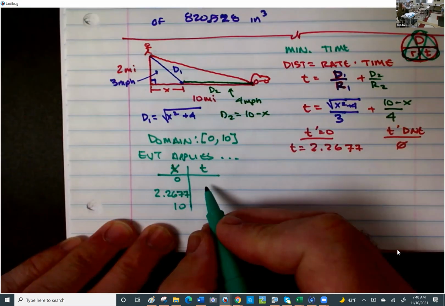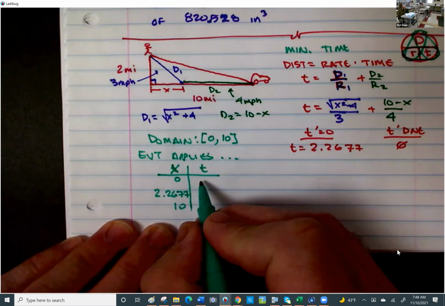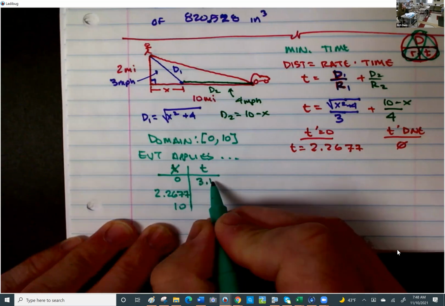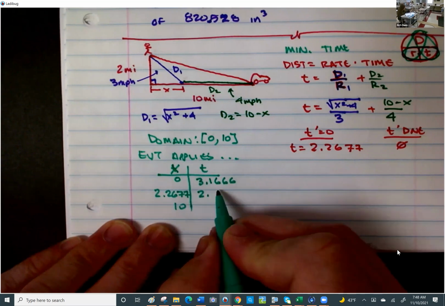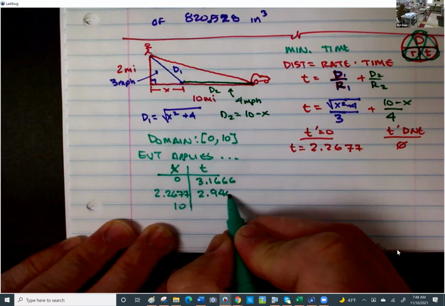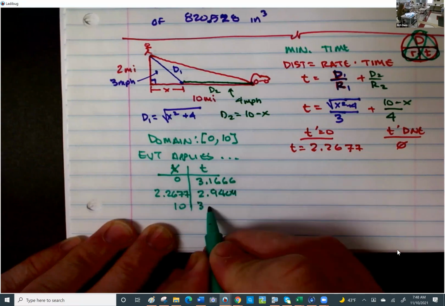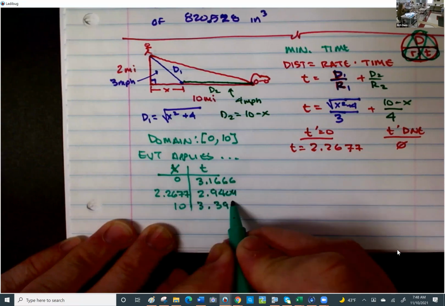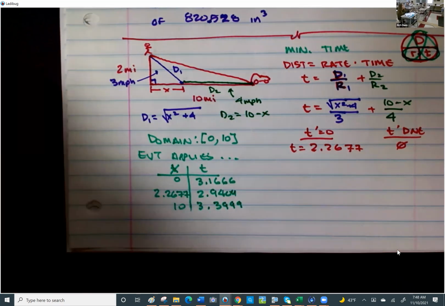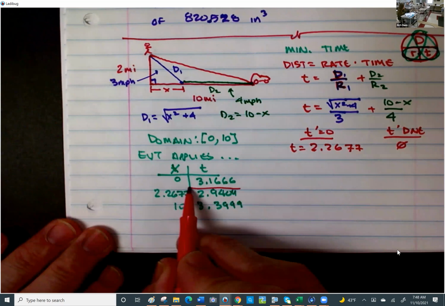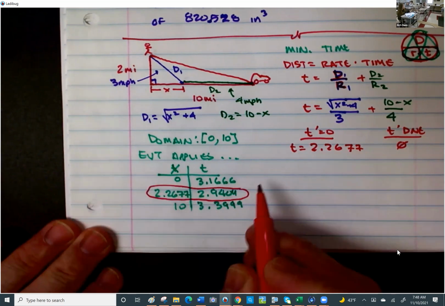what did this give me here? We got 3.1666, a 2.9409, and a 3.3999, which you can see gives us the smallest amount of time as this one.